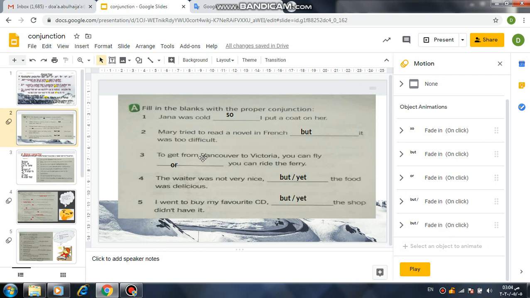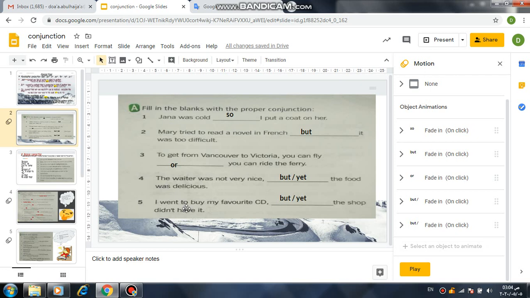Number 3. To get from Vancouver to Victoria, you can fly or you can ride the ferry. You have two options and you will do just one option. Number 4. The waiter was not very nice, blank, the food was delicious. Not very nice is the opposite of delicious. So we use but or yet.